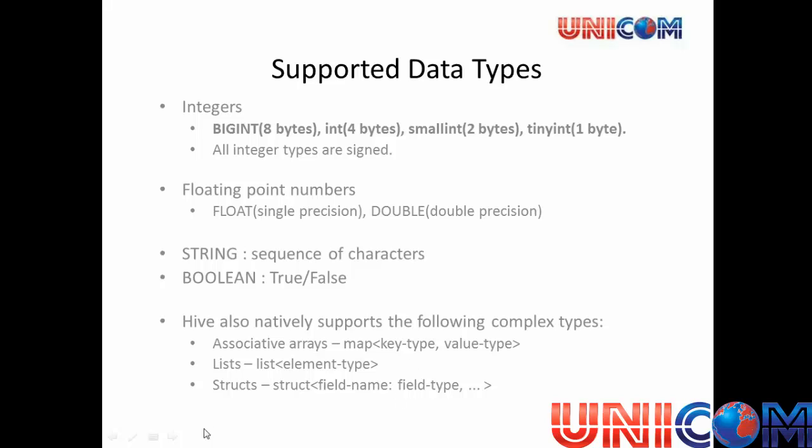The other part about Hive is that you can also store the complex types like associative arrays. People who are familiar with PHP will know that it's like a map in Java. It's like a key value pair. Lists are lists in any language. And struct is basically a data structure, your custom data structure. So you can store these things also. You can define these types and you can play around with them.